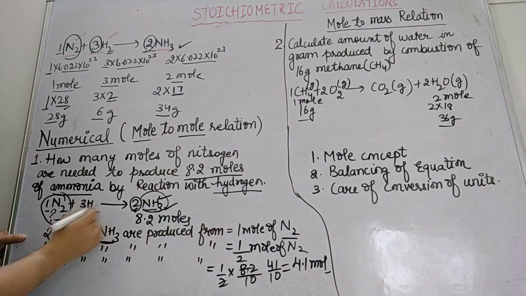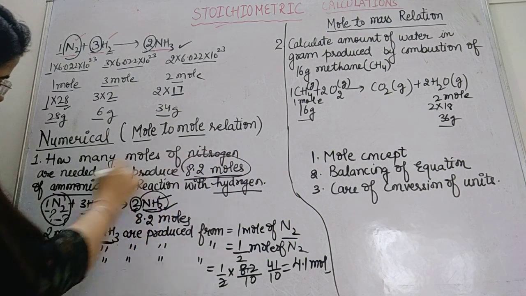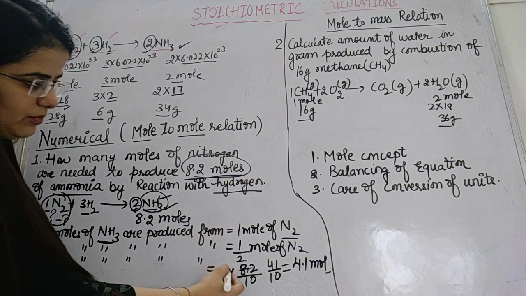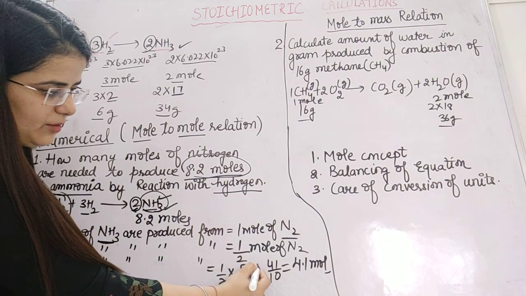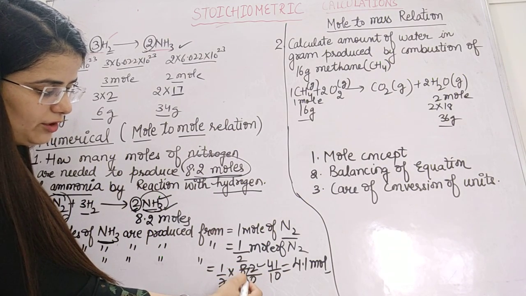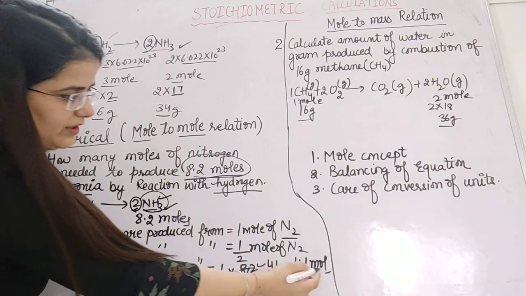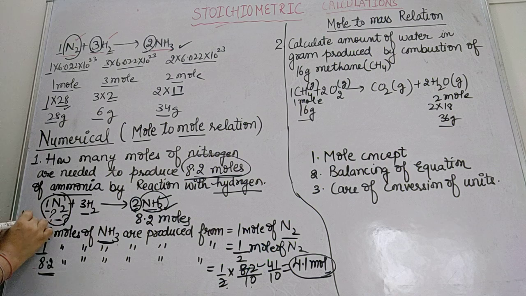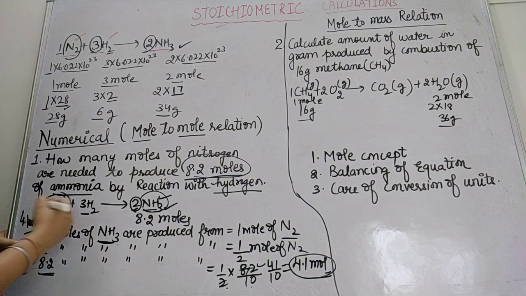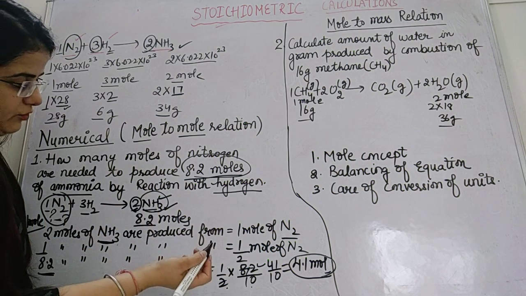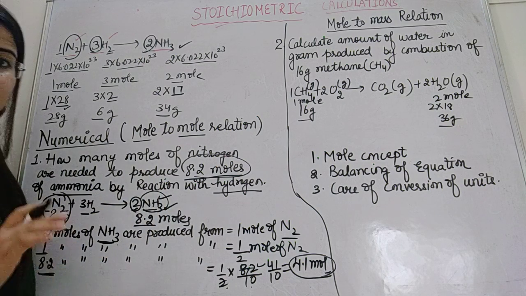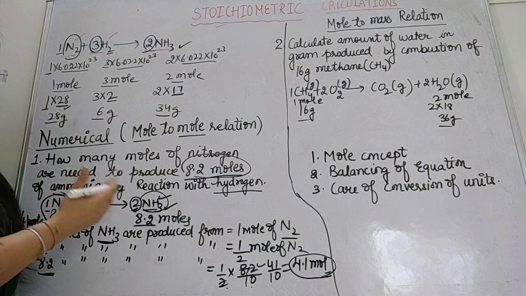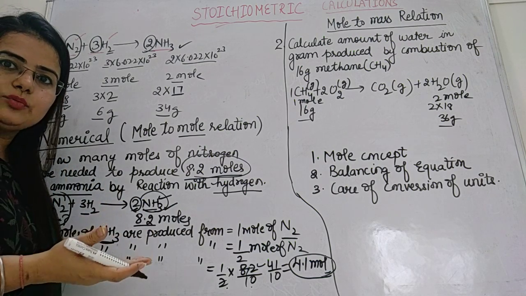After this, you have to calculate for 8.2 moles of ammonia. 8.2 moles of ammonia are produced from 1 by 2 multiplied by 8.2, that is 8.2 divided by 2, and the answer will be 4.1 mole. You need 4.1 mole of nitrogen to prepare 8.2 moles of ammonia when nitrogen reacts with hydrogen. So this is clear, I think, to all of you. This is the relation when mole is given and mole has to be calculated.